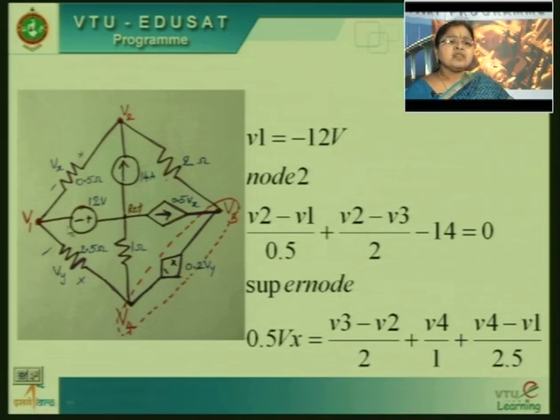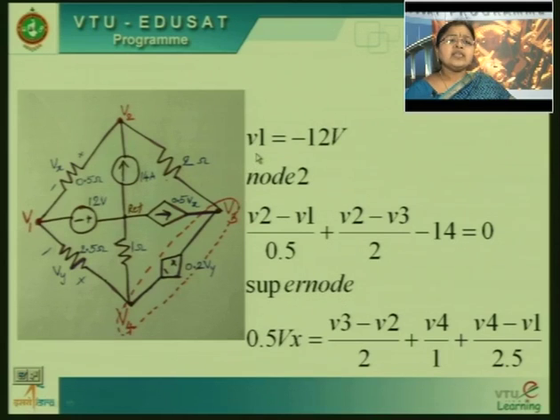So, between the reference and node 1, we have a voltage source. What will this voltage source do? It maintains the voltage constant between these two. So, the voltage at V1 is dependent on this source. Now, the positive of this is connected to the reference node and the negative is connected to V1.